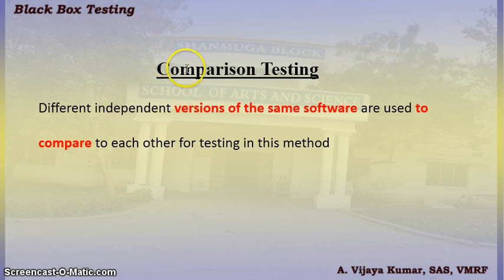Next one is comparison testing. Actually in comparison testing, we use different independent versions of the same software. For example, one version may have come a year before, after 6 months another version may come, now another version has come, tomorrow another version may come. So the different versions of the same software can be tested in comparison testing, that is, they are compared to each other for testing. So these are all the various techniques of black box testing.